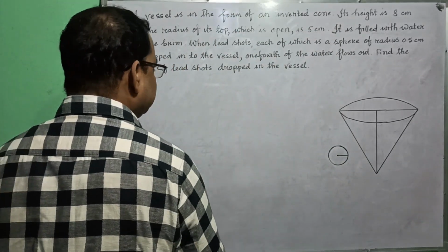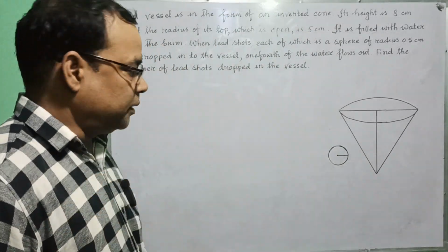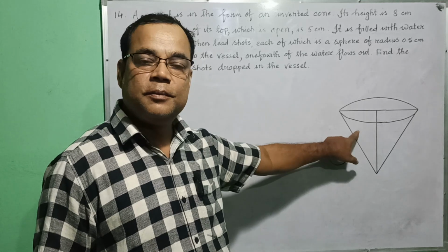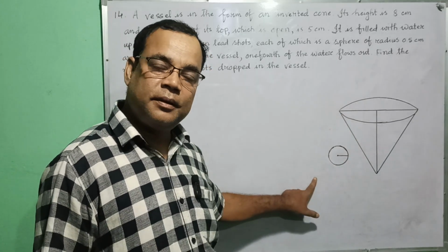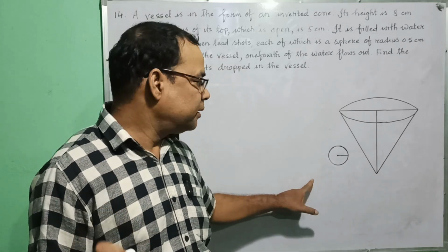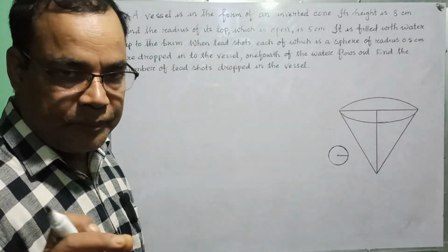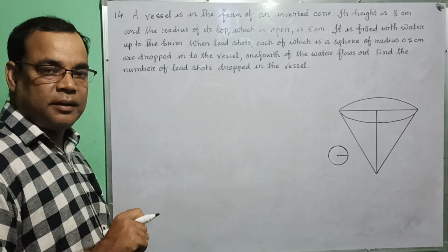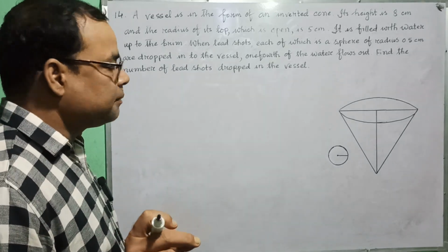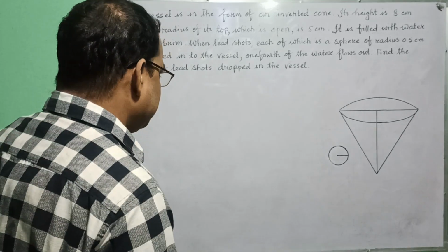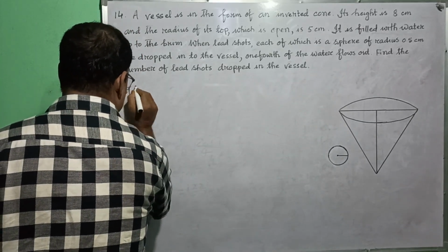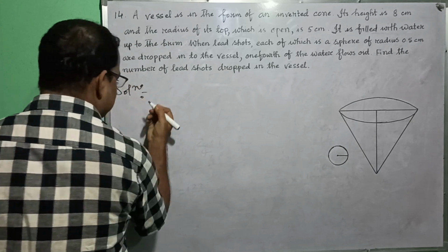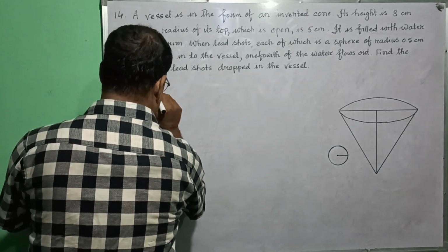So how can we do it? First of all, we'll find the volume of the cone, and then the volume of the sphere, the lead shot, and then we'll write an equation. From the equation, after solving, we can find the number of lead shots. So let us start. We'll find the volume of the cone first.